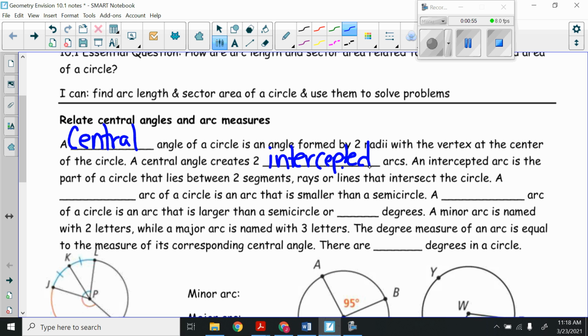A minor arc of a circle is an arc that is smaller than a semicircle. A major arc of a circle is an arc that is larger than a semicircle, or 180 degrees. A minor arc is named with 2 letters, while a major arc is named with 3 letters. The degree measure of an arc is equal to the measure of its corresponding central angle. And remember that there are 360 degrees in a circle.